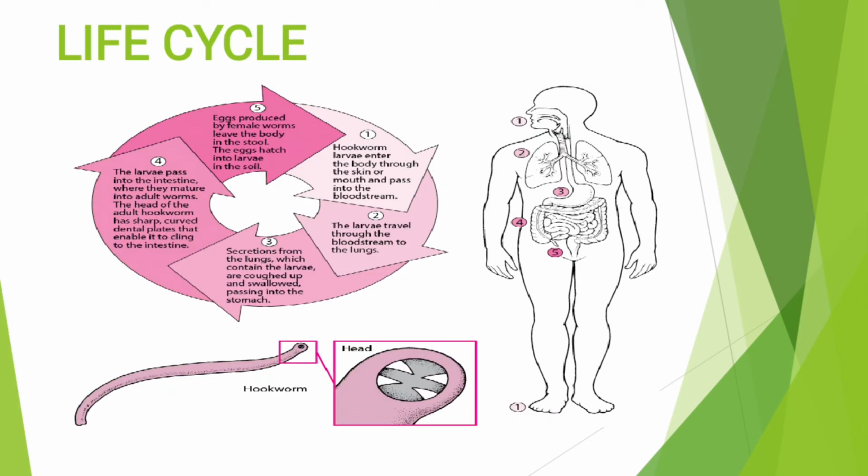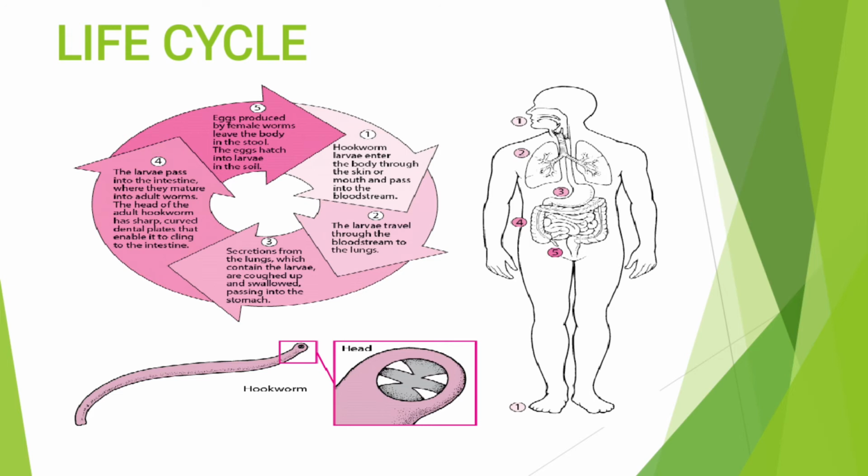So what is the life cycle of this species? First, hookworm larvae enter the body through the skin or mouth and pass into the bloodstream. Second, the larvae travel through the bloodstream to the lungs. Third, secretions from the lungs, which contain the larvae, are swallowed and pass into the stomach. Fourth, the larvae pass into the intestine, where they mature into adult worms.